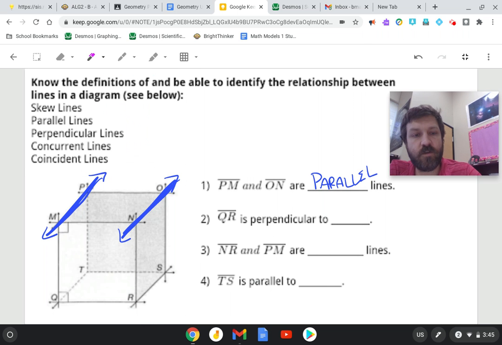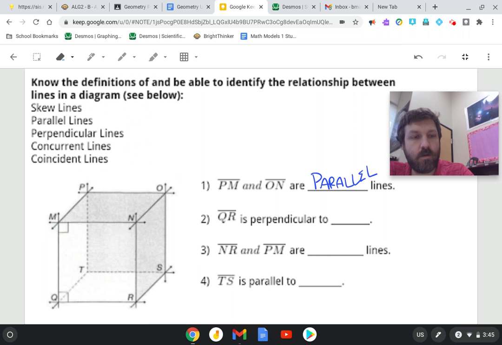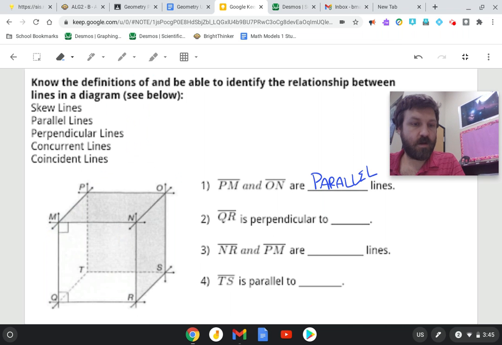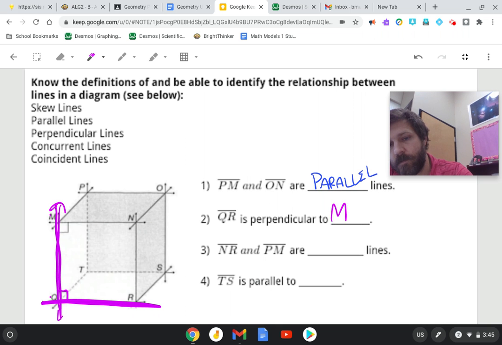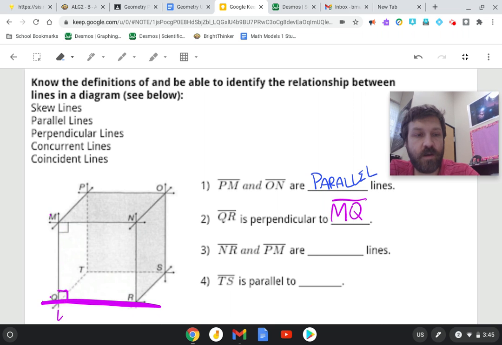Next says QR is perpendicular to, all right, QR, and it's this line QR right here. Well, I see a box right here. That tells me that it's perpendicular to this line. So that's going to be line MQ. Now, it might very well be perpendicular to other lines in the diagram, but I think it's easiest to say that QR is perpendicular to MQ because of this box right there.